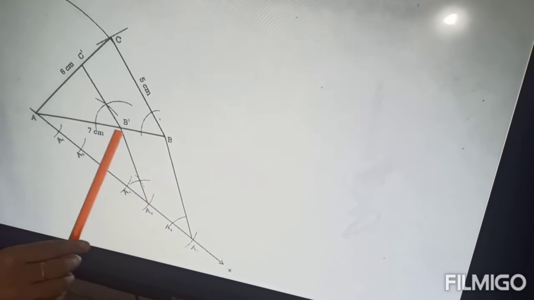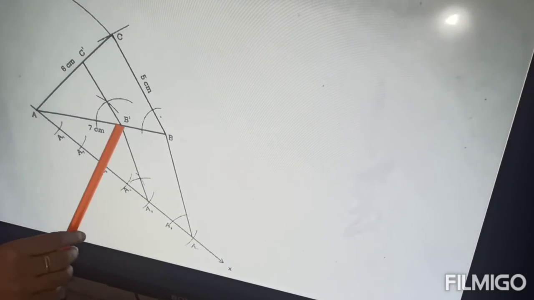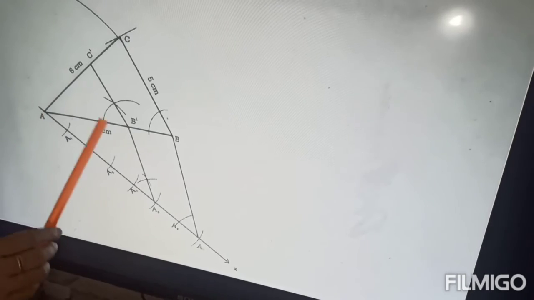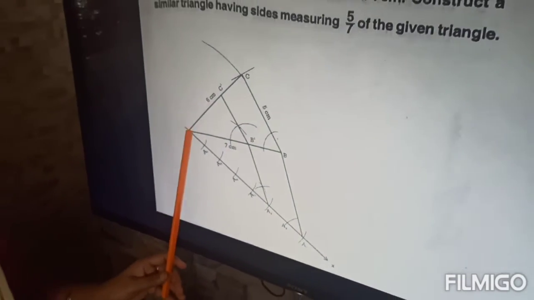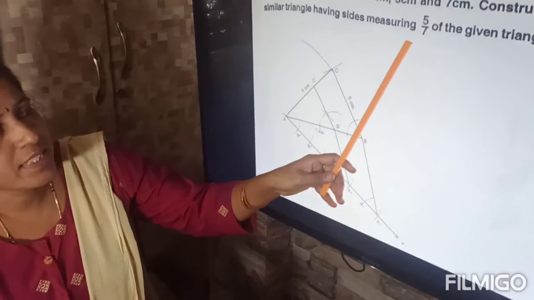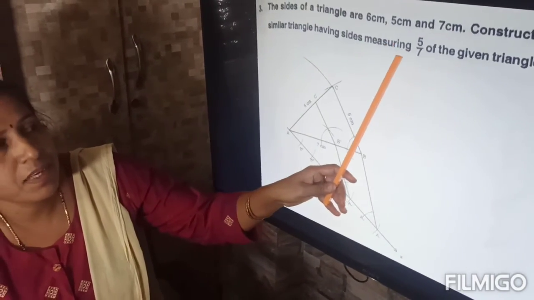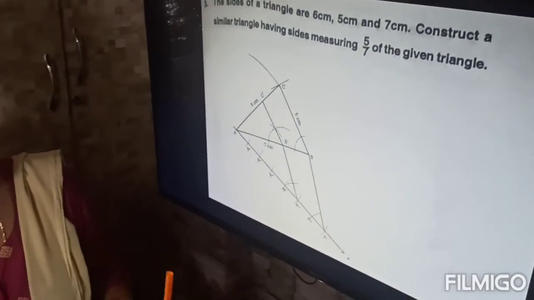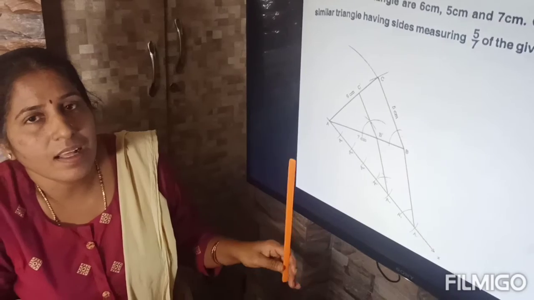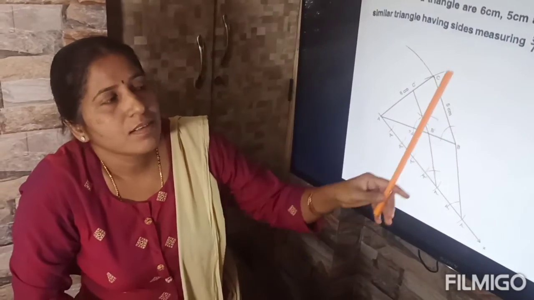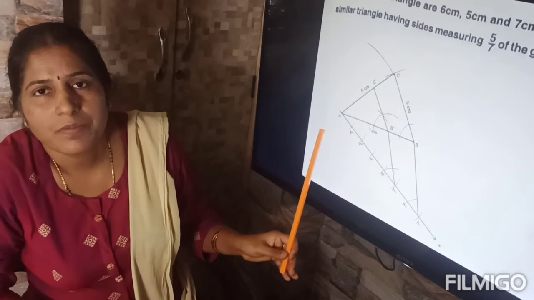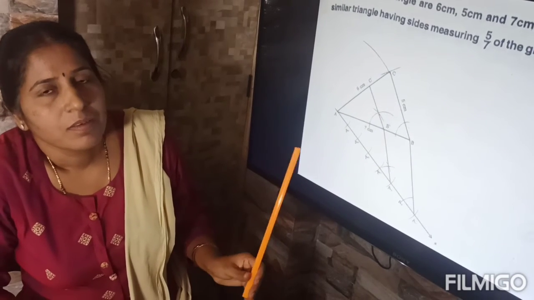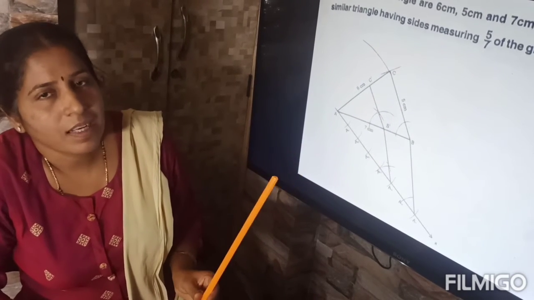Now we got the triangle A, B dash, C dash, which is the required triangle that is similar to the given triangle, with the ratio 5 by 7. Understood now? Okay, we'll do the next type of construction.